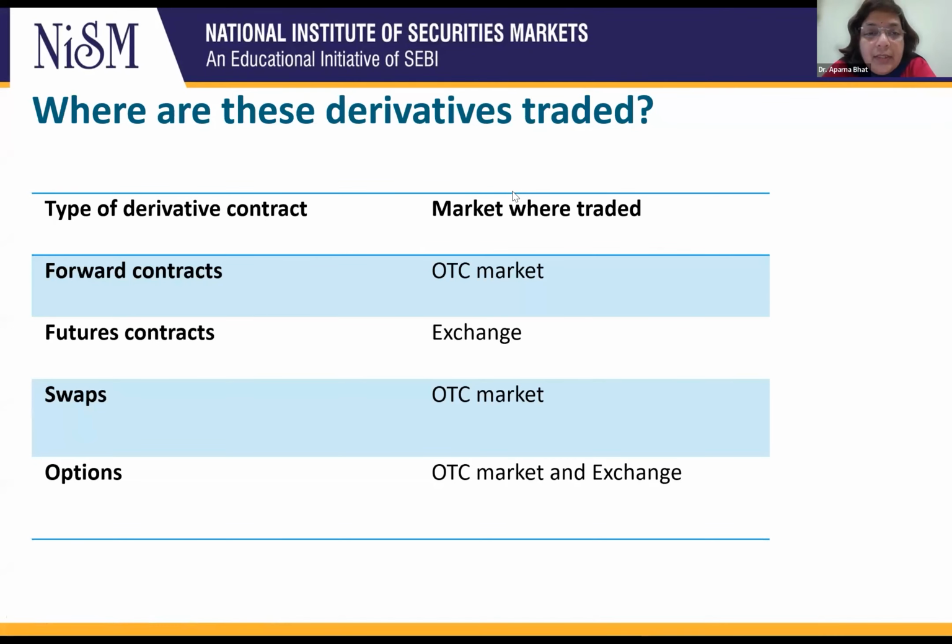Okay, so let's understand where all these derivatives are traded. The forward contract, the first derivative which we discussed, is traded in the over-the-counter market. Because as we said earlier, why was it created? It was mainly created for the farmer to hedge his own risk, right? So a forward contract is negotiated between two parties. They decide among themselves the terms and conditions of the contract, and they agree to fix the date on which they are going to buy or sell, etc. So it is traded in the OTC market.